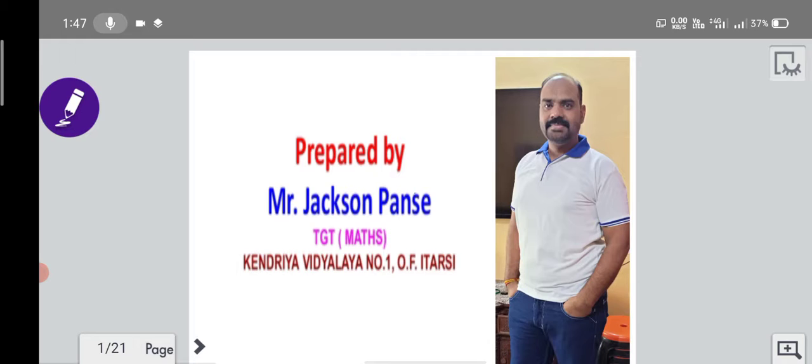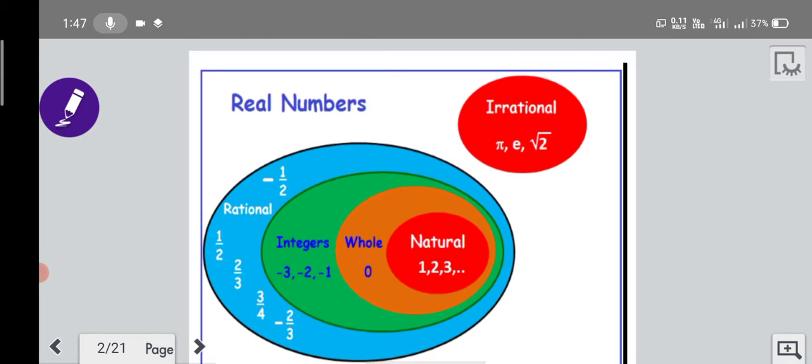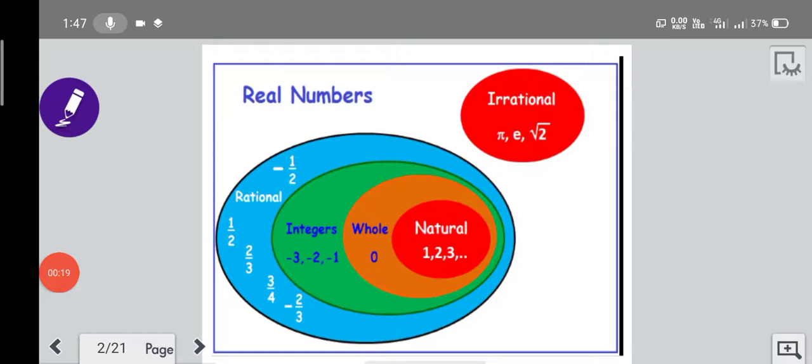Children, today we'll start our first chapter, number system of class 9th. Children, you can see here the Venn diagram of the number system. Now we will study how the number system is developed.